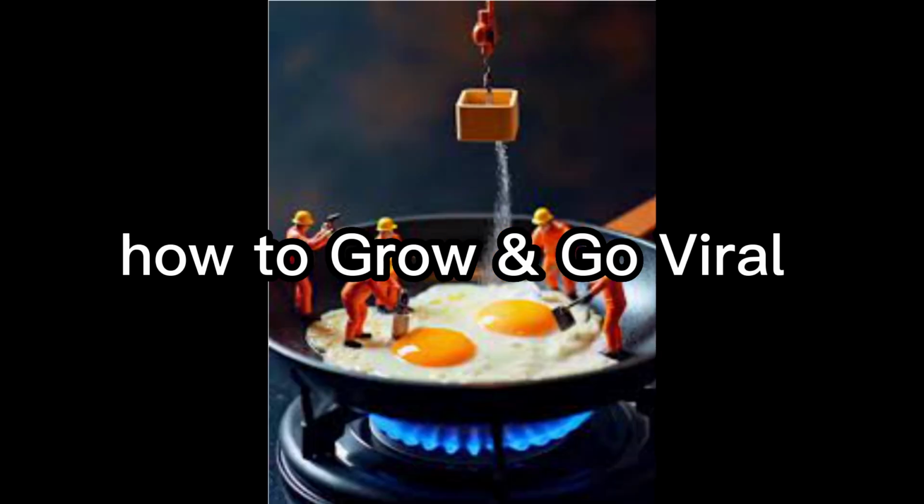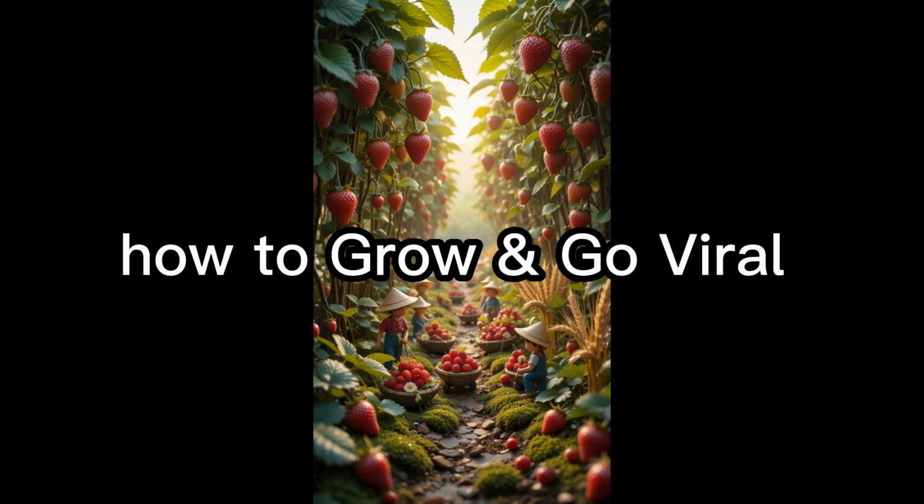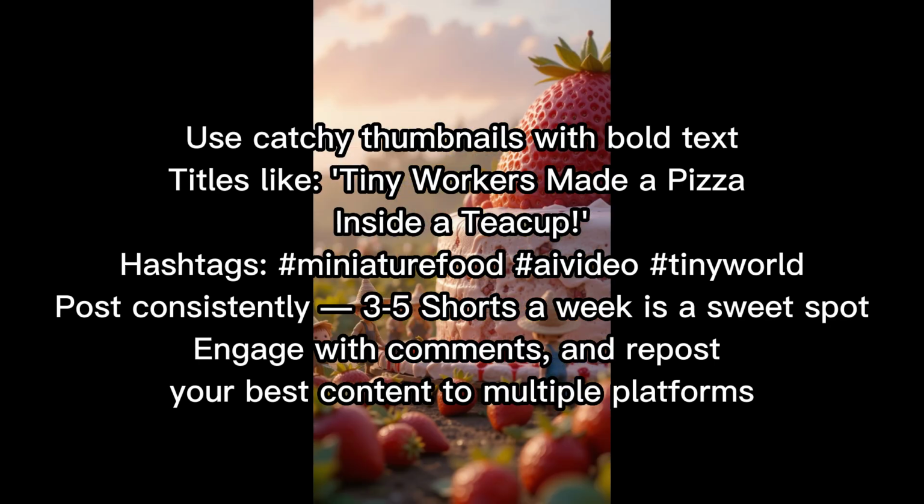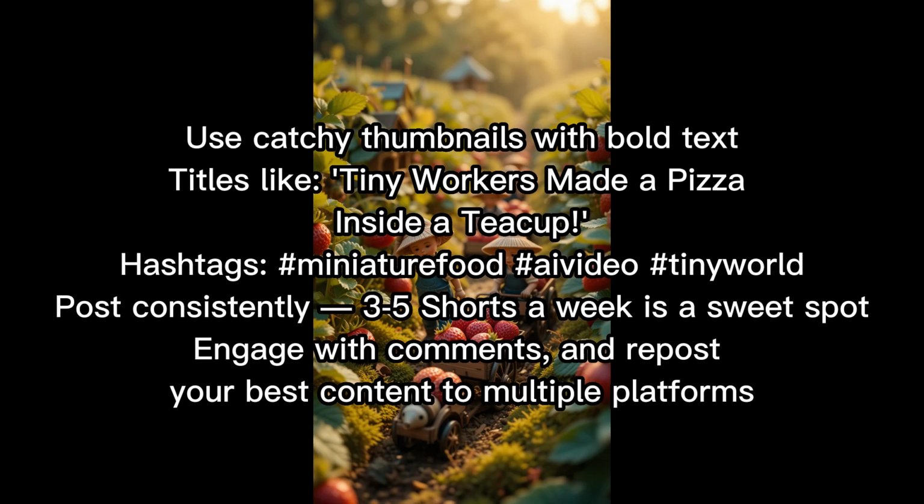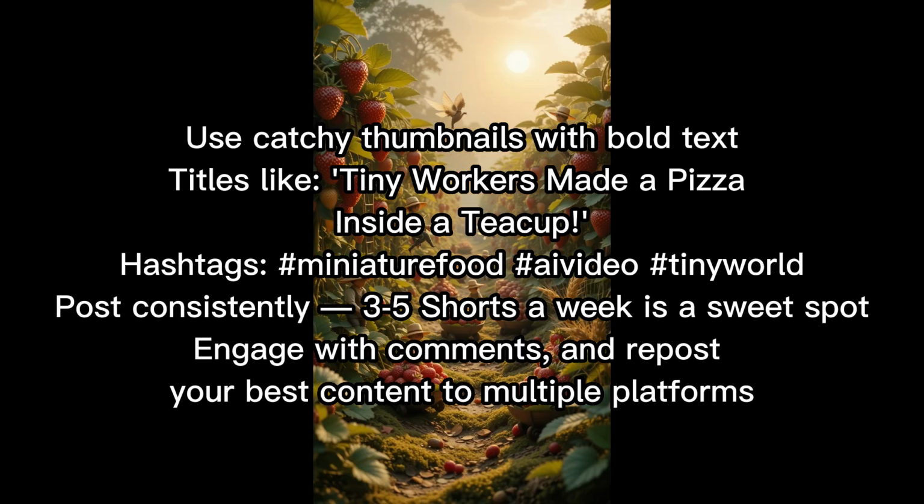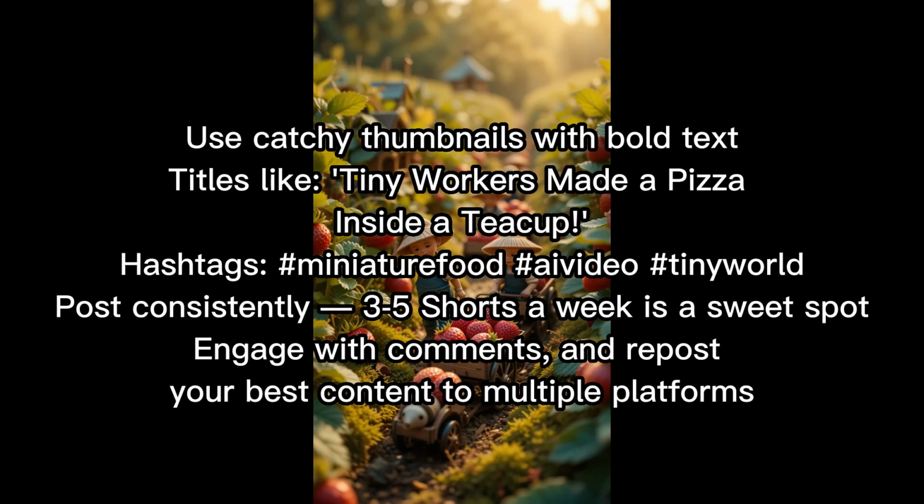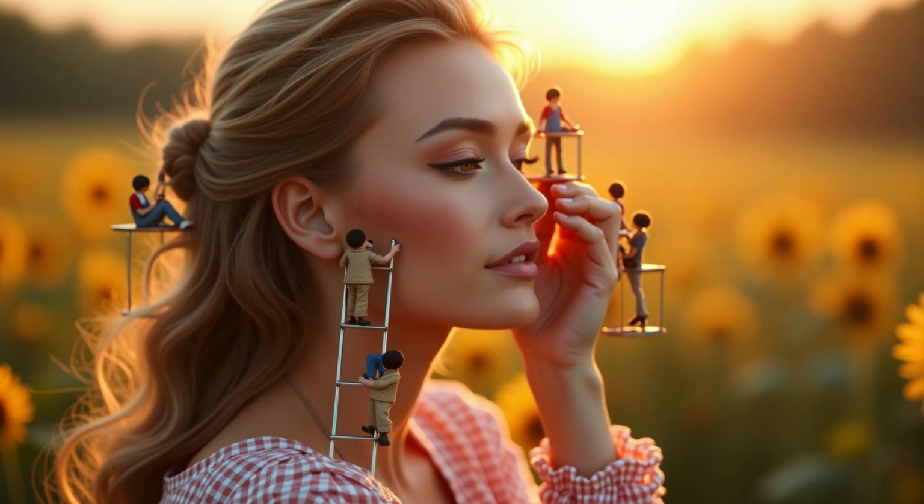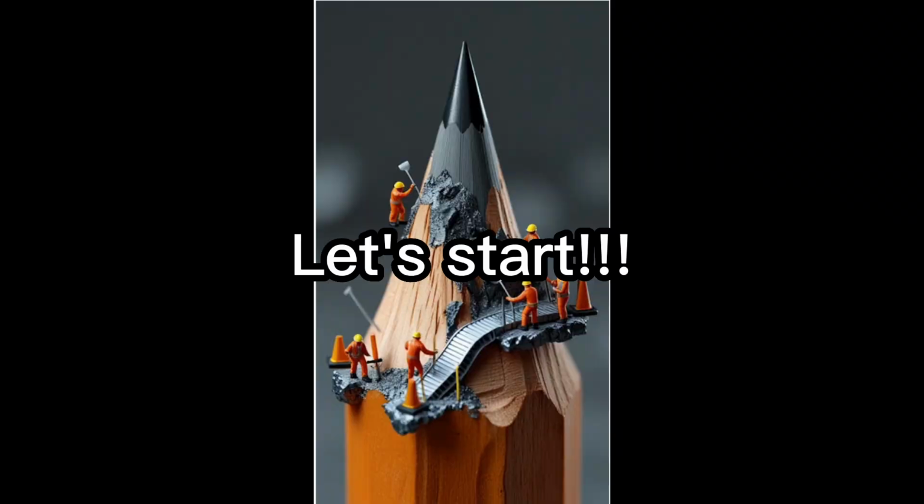Before we jump in, understand how to grow and go viral. Optimize your content. Use catchy thumbnails with bold text titles like "Tiny workers made a pizza inside a teacup." Hashtags: miniature food, AI video, tiny world. Post consistently. 3-5 shorts a week is a sweet spot. Engage with comments and repost your best content to multiple platforms. So without wasting time, let's dive in and create some tiny magic with AI.